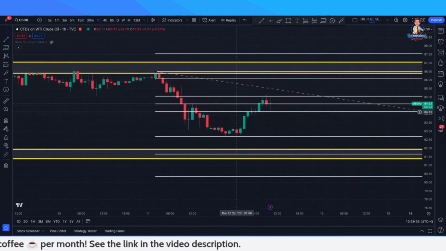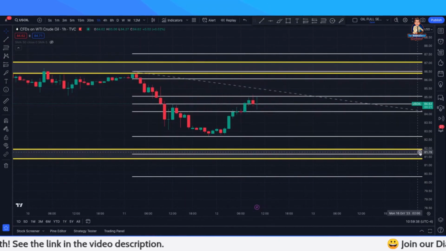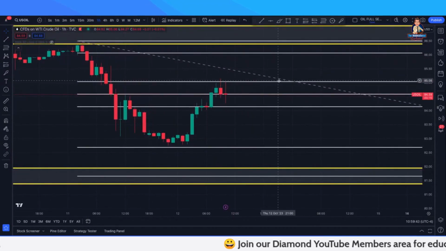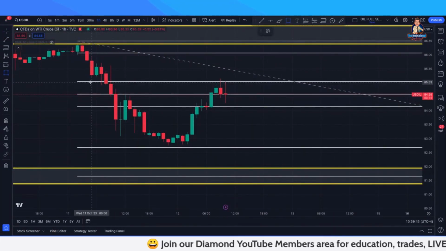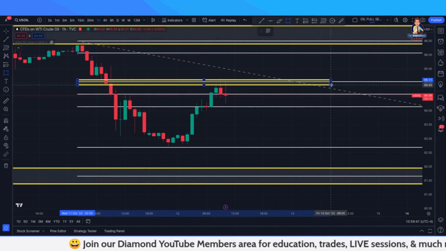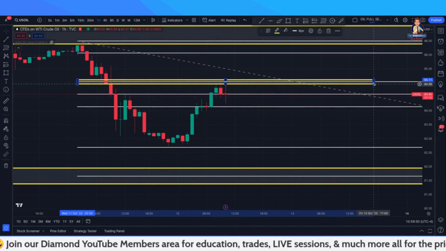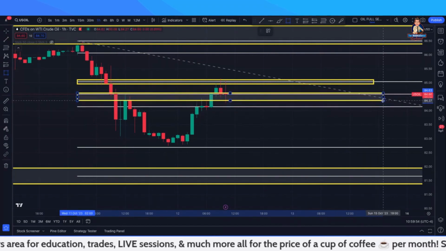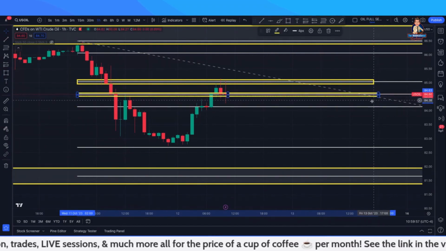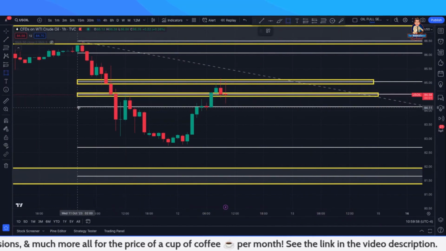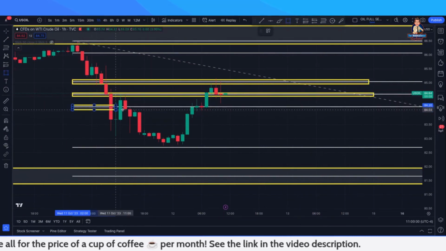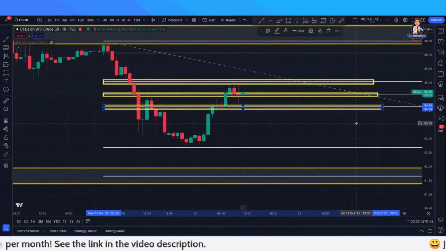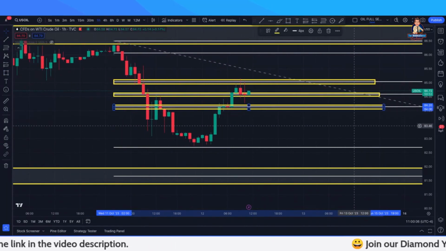So right now, you have to assume, and I'm going to make this a little bit bigger, we do know that this right here, and I'm going to mark it up, this is our 61.8 Fibonacci level. This is our 50% Fibonacci level right here. And then this is our 38.2 Fibonacci level. Those levels are important as we move down, and I'll tell you why.